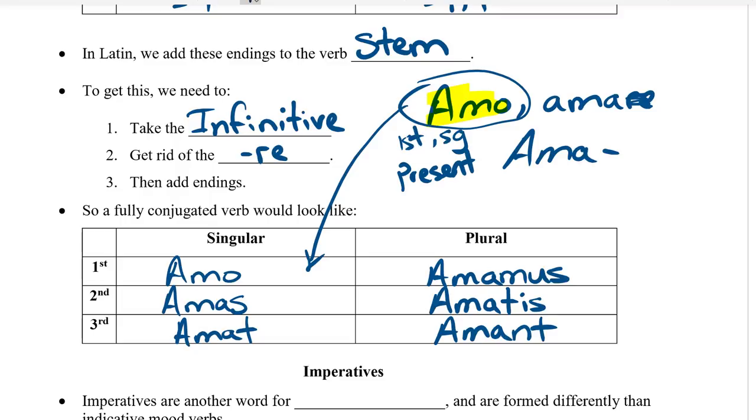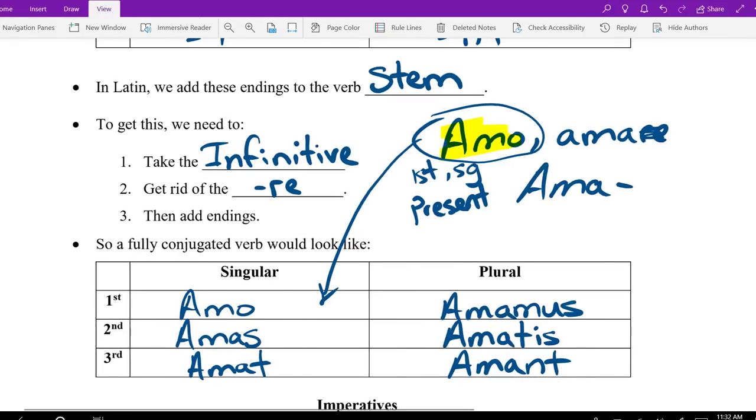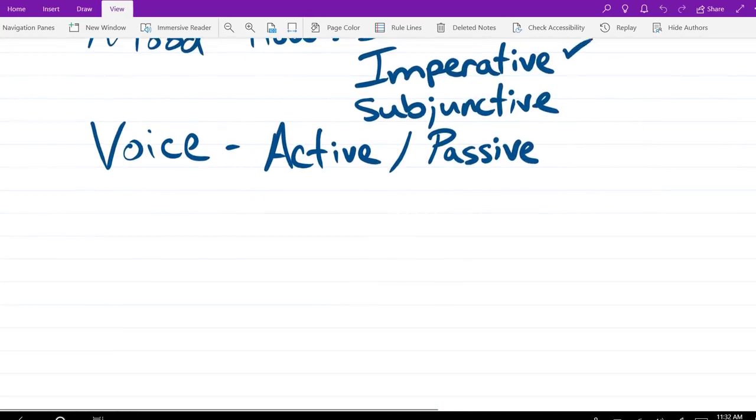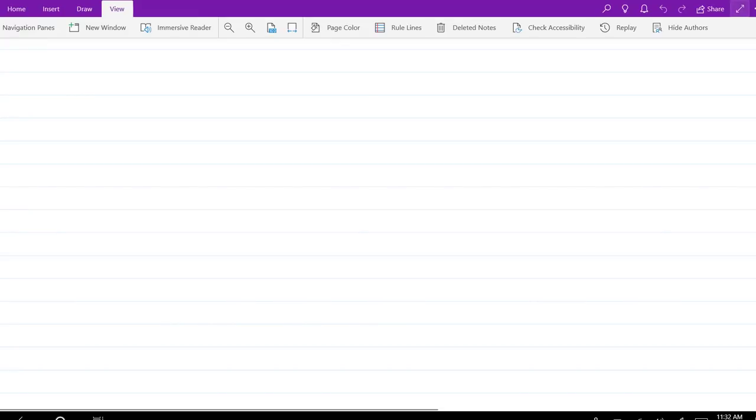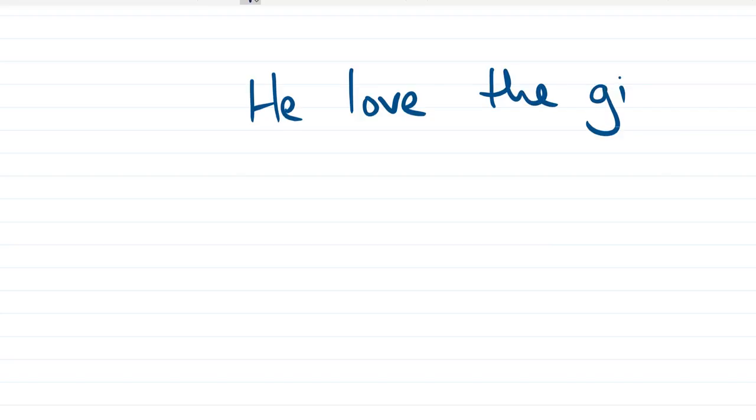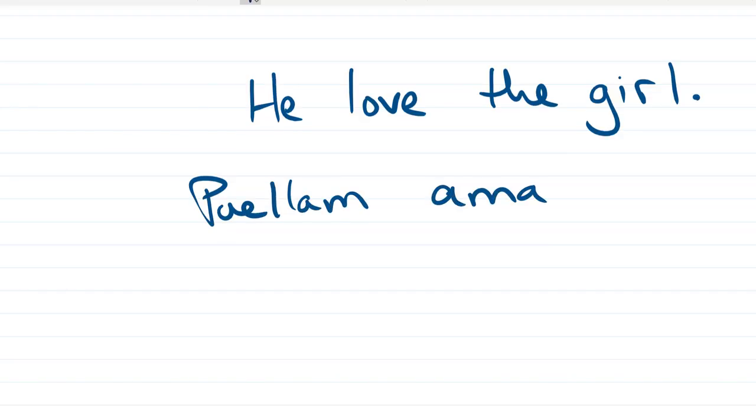Okay. So as an example here, if I wanted to say, he loves the girl, why not? Right? Well, we would just take girl, and then we would say he loves. Well, he is third person and singular, so we just add our T. Now, if we wanted to say we love the girl, right?